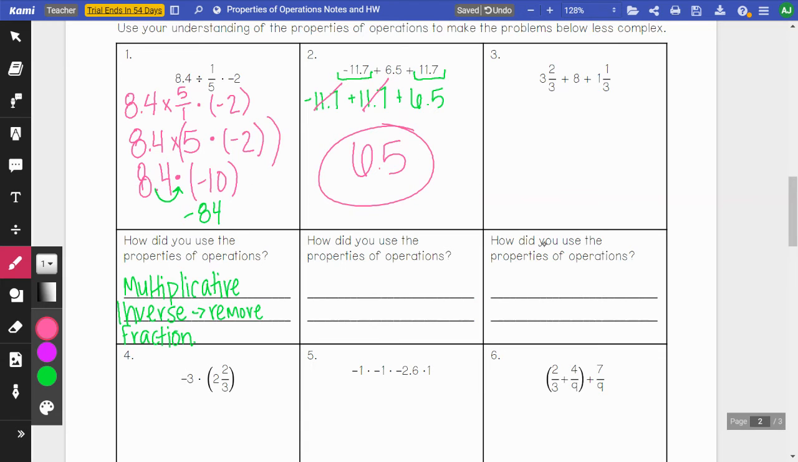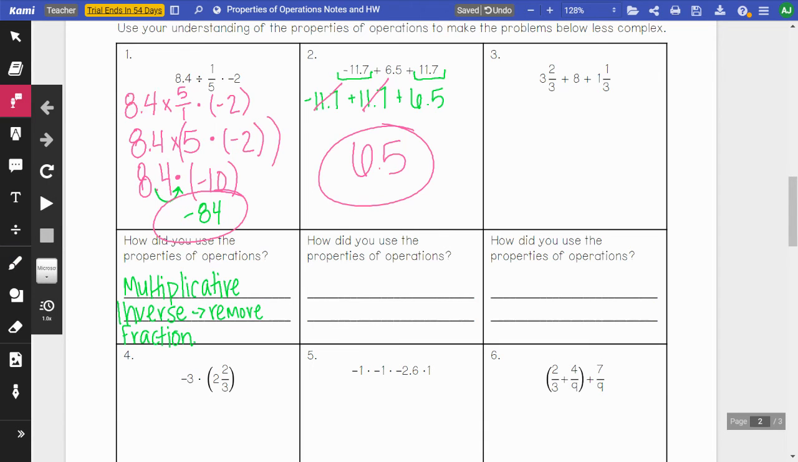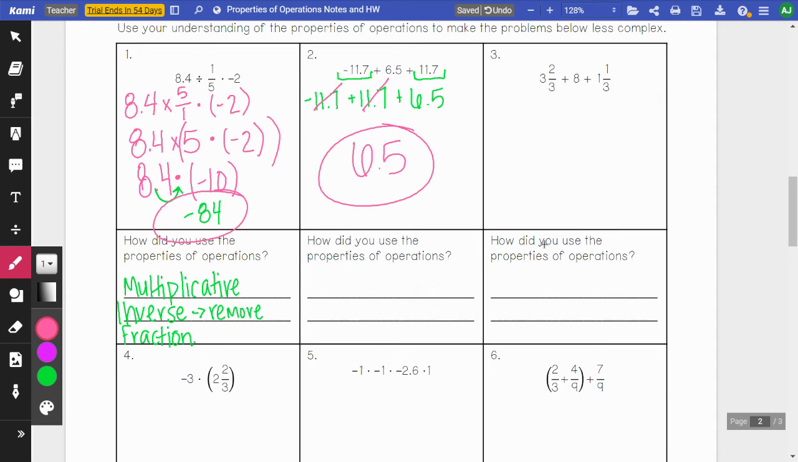6.5 as my answer. Okay, and again, that property that we used right there was the commutative property, so we could add our opposites. And again, opposites always will add up to be 0.